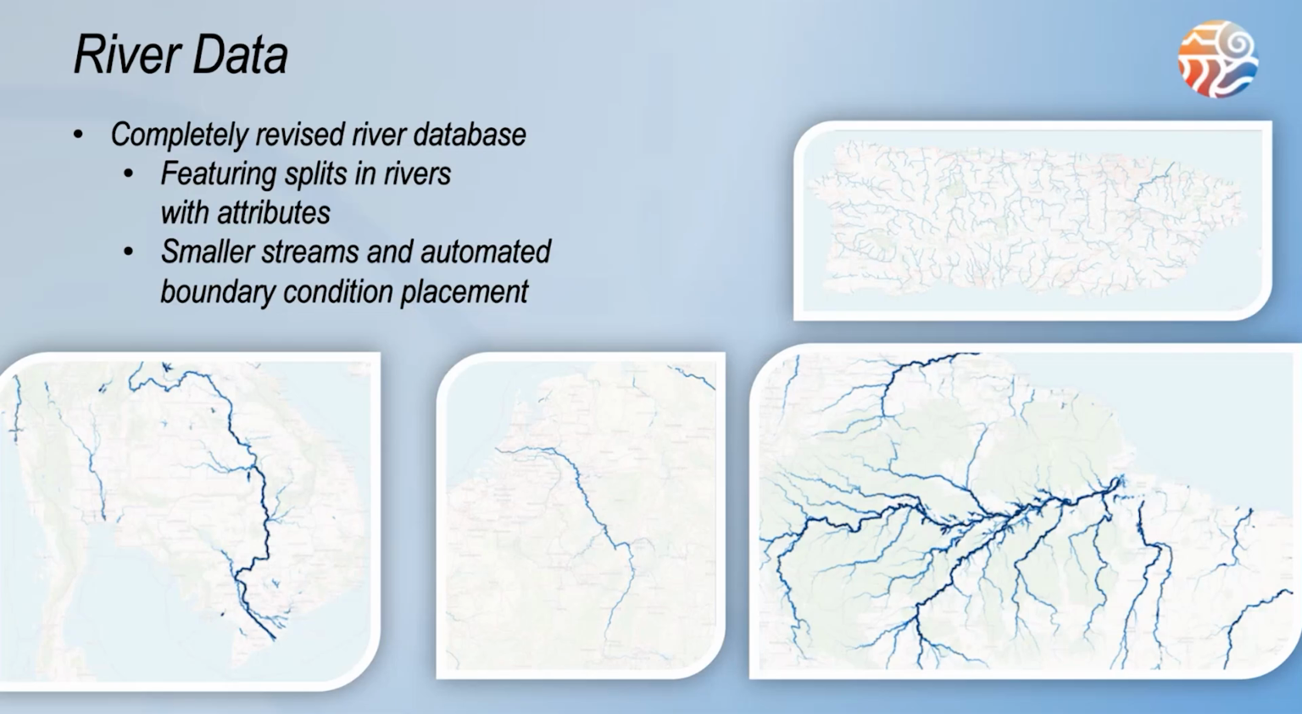And as I mentioned, for river data, we developed our own for two reasons. One is that we need this also to provide detailed boundary conditions in an automated way for our users. And existing datasets either didn't have the detail level or the attributes to do this effectively. So we built one with river splits with the right attributes consistently throughout that takes into account larger rivers, but also smaller streams in one consistent database so that we can use those for boundary condition placement.